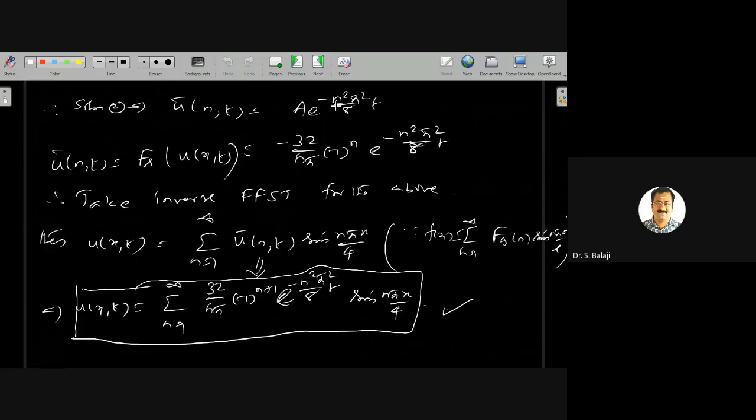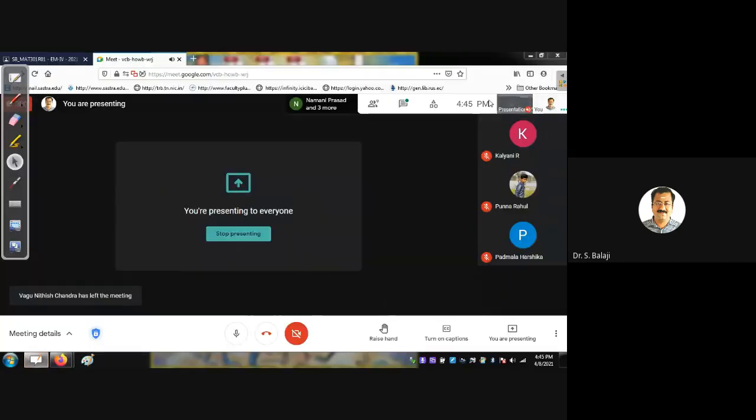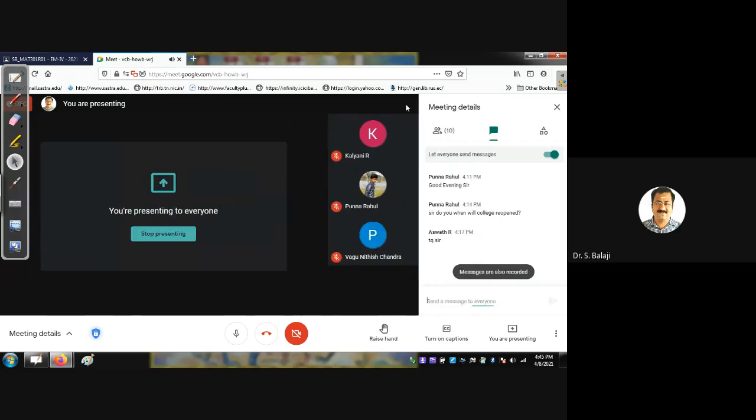Then a is done, therefore you can write u bar of n comma t, that is the finite Fourier sine transform of u of x comma t. We can take the inverse finite Fourier sine transform, and you can get the answer. This will be the idea.